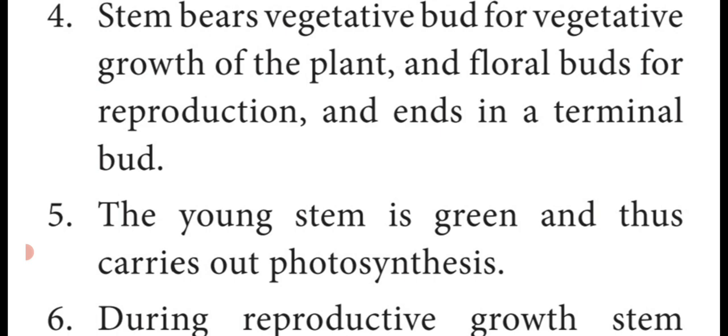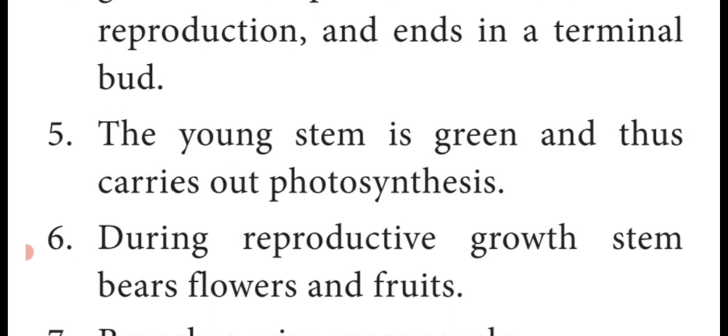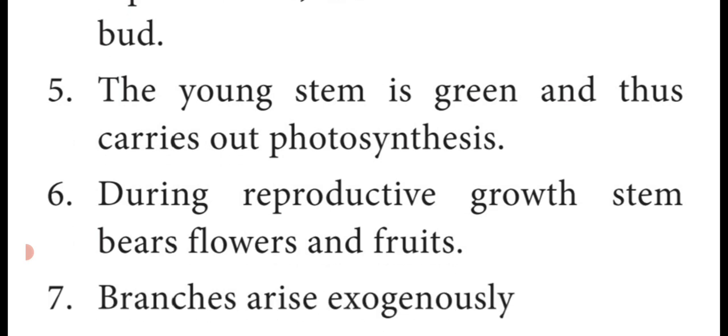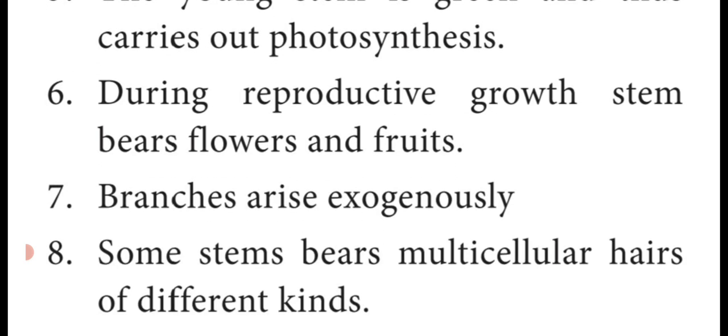Then the tip of a stem which contains the bud is known as apical bud, or the technical term is terminal bud. Terminal means apex or a tip. So two types of buds are present in the shoot system. Then the young stem is always green in color, so that it is responsible for photosynthesis. Then during the reproductive growth, stem produces flowers and fruits.